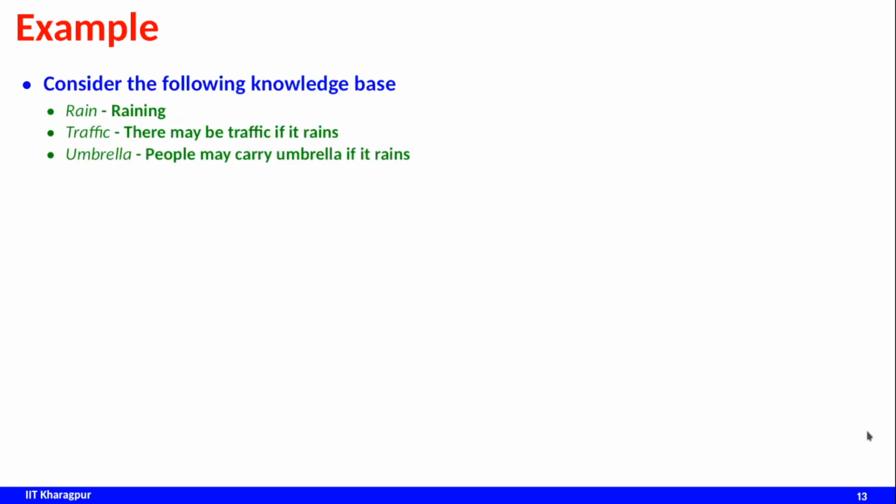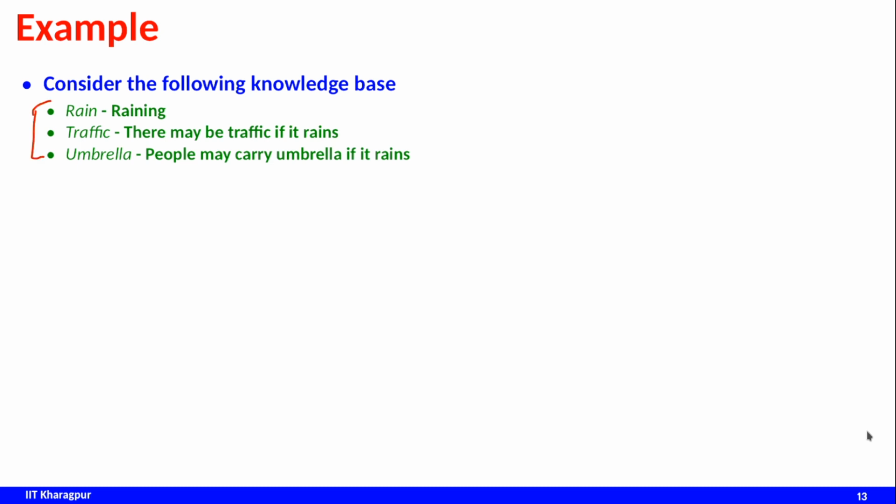So let us look into this example. Consider the following knowledge base. It is raining, and there may be traffic if it rains, and people may carry an umbrella if it rains. So this is my knowledge base.